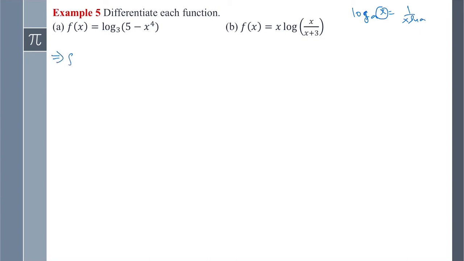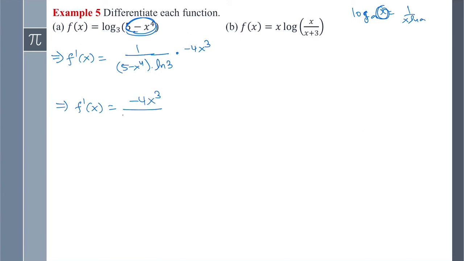So we get f prime of x equals 1 over x, but we have a function here. So 1 over 5 minus x to the 4th times natural log of 3, and then times the derivative of this function, which is negative 4x cubed. Now if we put these two together, we get f prime of x equals negative 4x cubed divided by 5 minus x to the 4th times natural log of 3. And that's it. Sorry, this is cubed. So let's look at the next example.